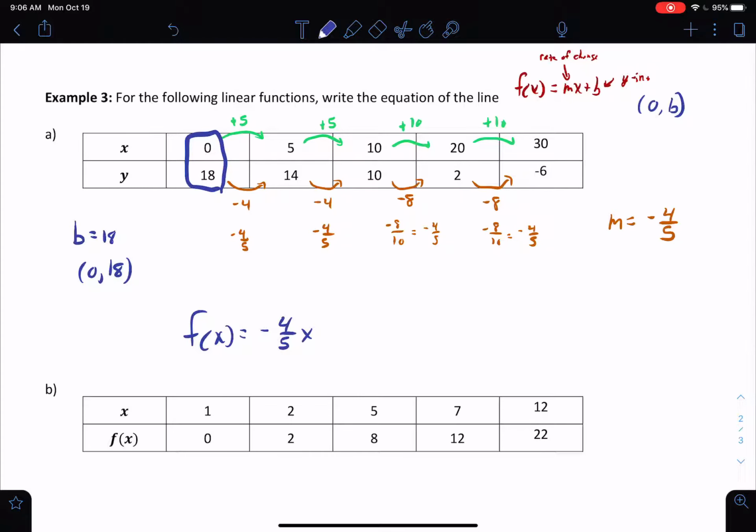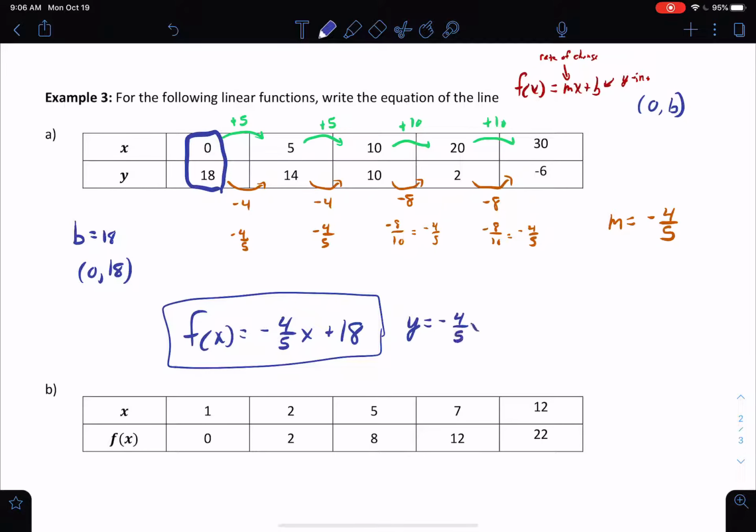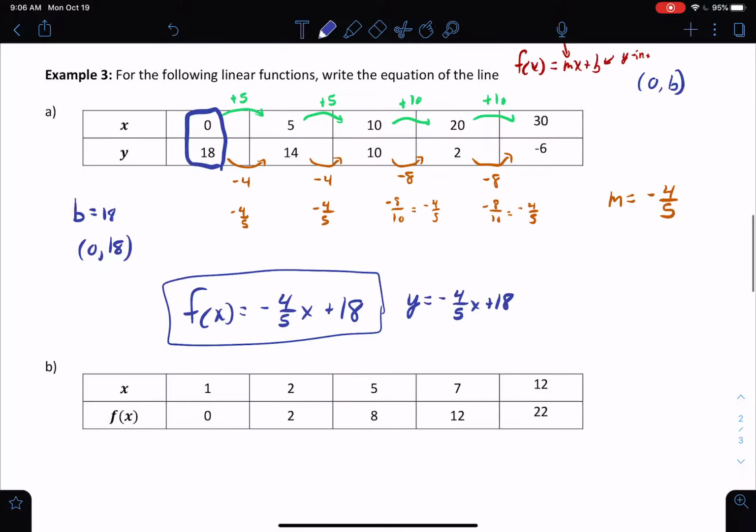That's my y-intercept. So I've got negative 4/5 x plus 18. That is my linear function here. Y equals negative 4/5 x plus 18, or f of x, whichever one. Okay, we have our rate of change, and then we also have our y-intercept. What about in b?